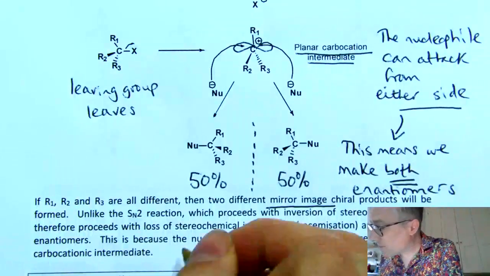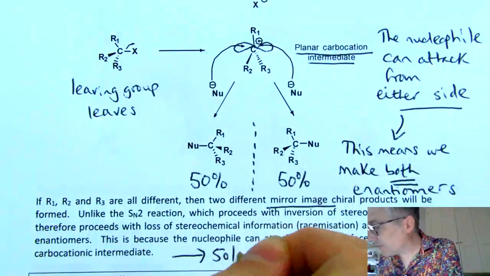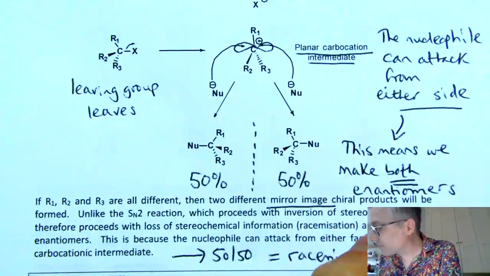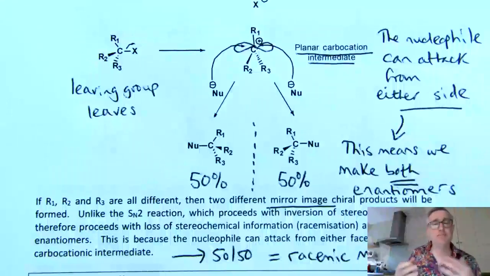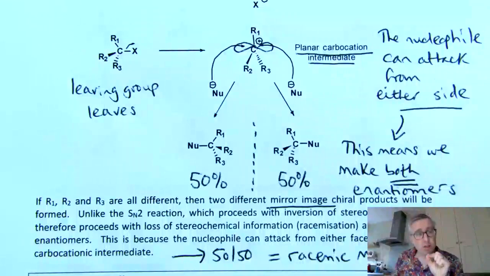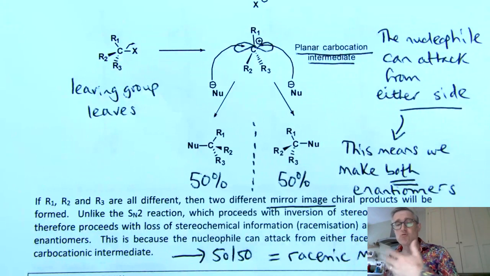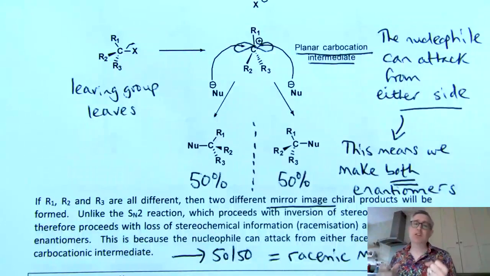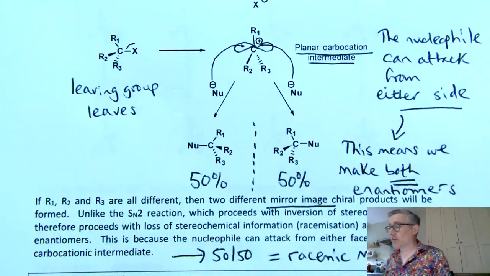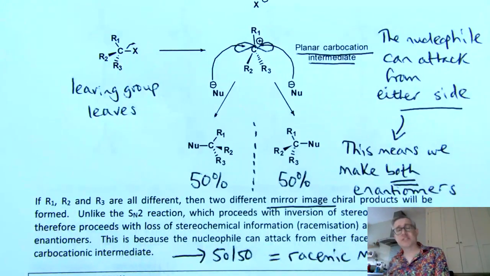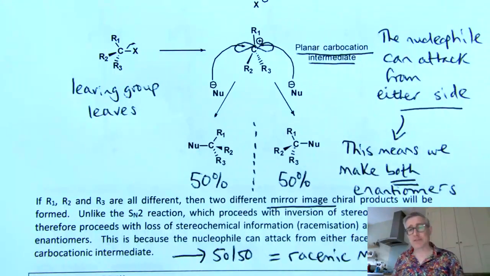And in fact, we make those enantiomers in a 50-50 mix, and we describe that as a racemic mixture. It has both enantiomers in it, and the word to describe that is racemic. And again, these pieces of language like enantiomers, racemic, chirality, those are things that you'll meet in the course with Glenn on stereochemistry. So this reaction, unlike the SN2 reaction, proceeds with loss of stereochemical information, so-called racemization.